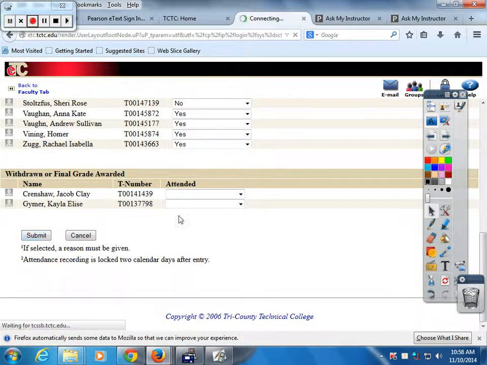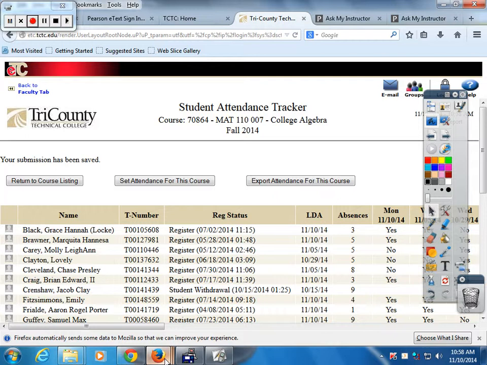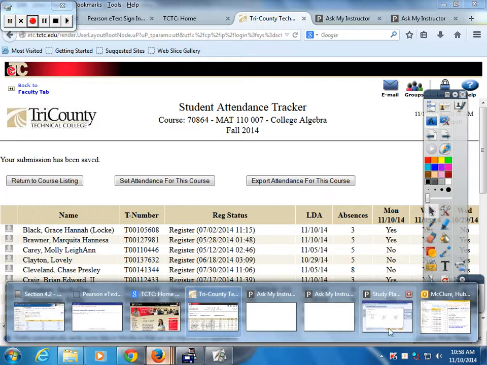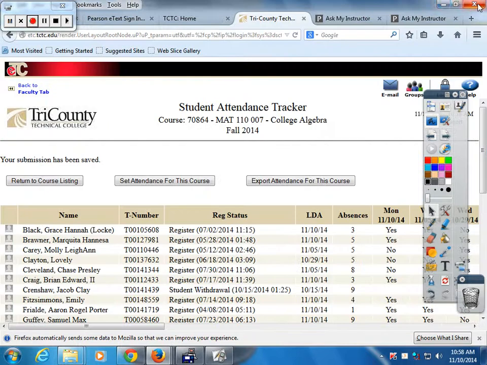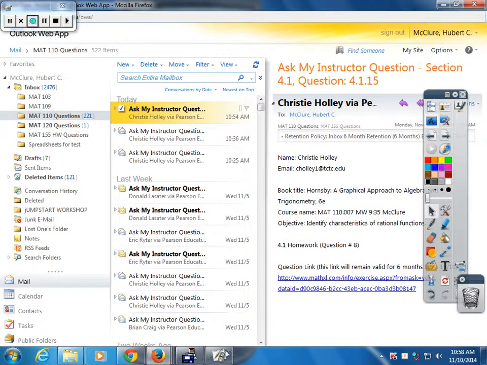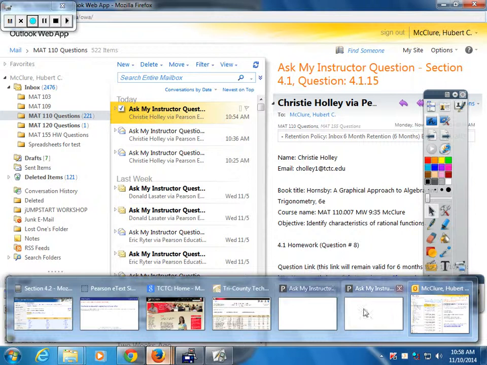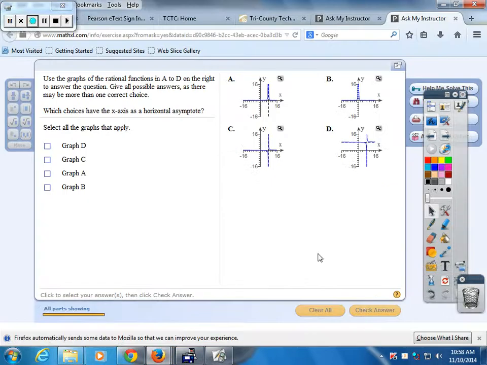Okay, let's do this problem right quick. Nope, that's the wrong one. Let's get out of that. Well, one of these. Is that it? We use the graphs of the rational functions in A to D on the right to answer the questions. Give all possible answers as there may be more than one correct. Which choices have the x-axis as a horizontal asymptote?